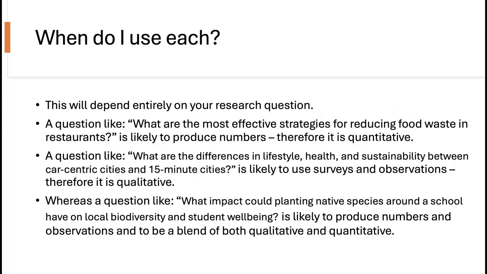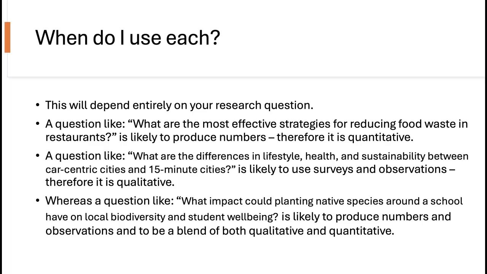So when do you use them? Well, if you've got a question like, what are the most effective strategies for reducing food waste in restaurants? It's probably going to produce numbers, so quantitative. Whereas, what are the differences in lifestyle, health and sustainability between car-centric cities and 15-minute cities? So as the American sort of example, you're going to use surveys and observations.